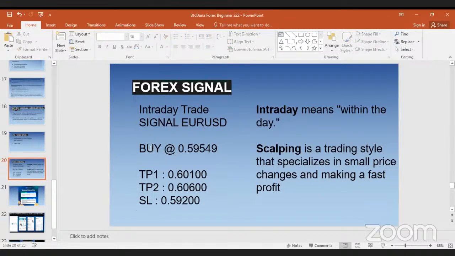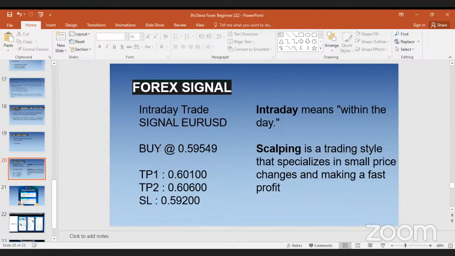I said buy at this price. Okay, buy at this price. What I mean by this is that it is a pending order. I'm going to show us what a pending order is. I'm going to make an example practically. Okay, so we understand how to place a pending order. Okay, so this is a pending order.